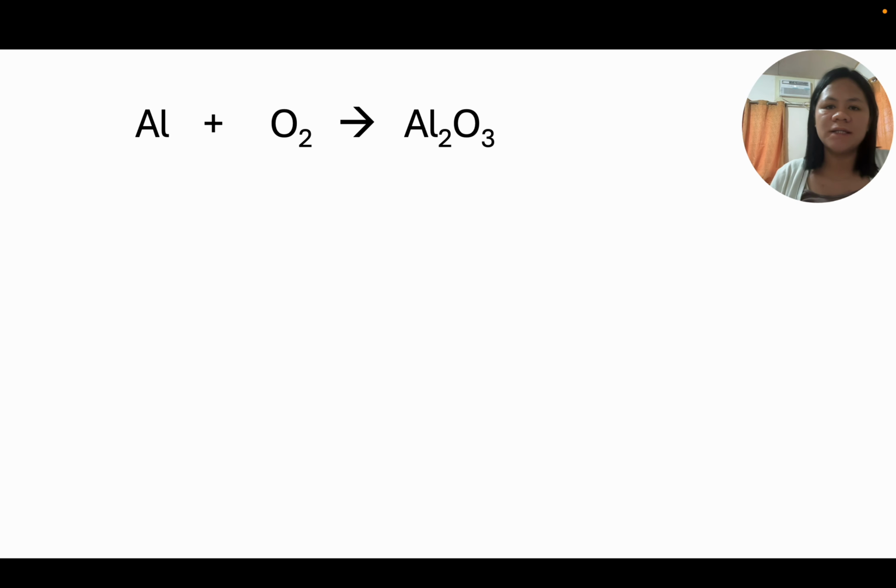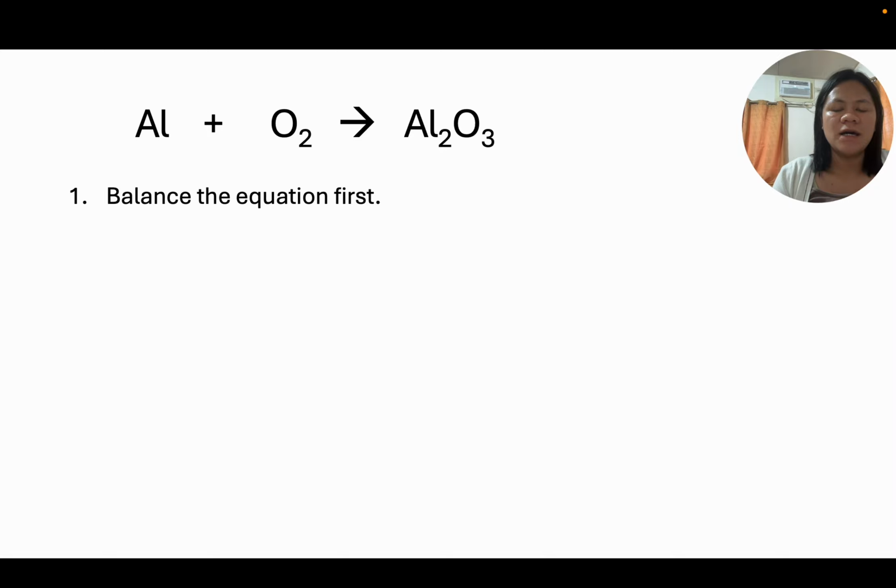Here is another equation for you to understand further what mass-to-mass stoichiometry is. Previously, I did not show the balancing of the equation, but if you look at this equation, it is not yet balanced. So of course, we have to balance this equation first. Looking at the aluminum, it is 1 on one side and 2 on the other. So what we need to do is add 2 right here. So aluminum is now balanced.